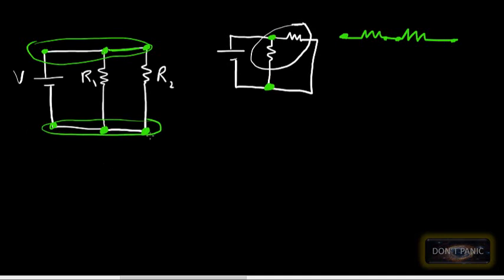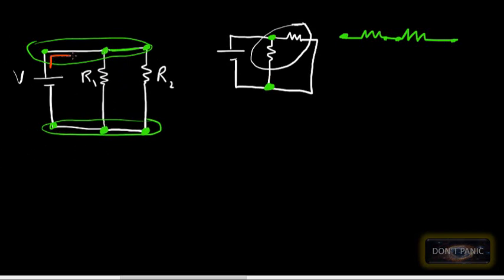More formally they're called nodes. So this is the same node, and this is all the same nodes. So when two components are sharing a node, then they're in parallel. So in a parallel circuit, the voltage is the same everywhere.